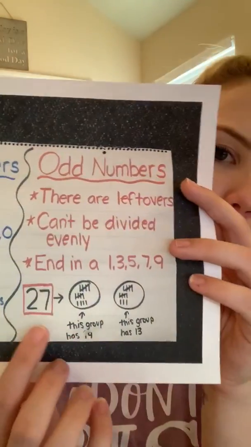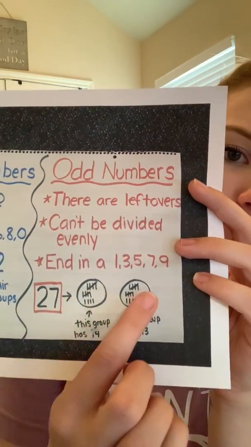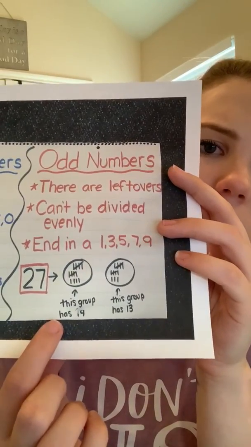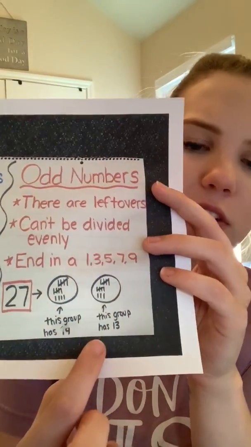So if I take my number 27 and I fair share, this one had 14 in the group, and this one had 13 in the group. And if you remember me saying in my division video that division is all about things being equal. That's not equal, that's not fair, right? So if you ended up with 14 and I ended up with 13, I would be mad. If I ended up with 14 and you ended up with 13, you would be mad. So we have to make sure that everyone's happy and everyone has an equal amount.